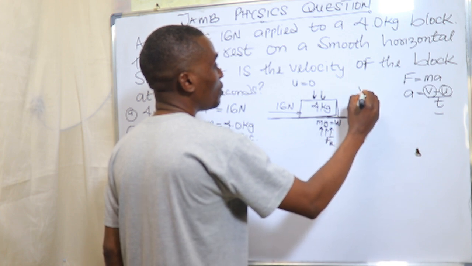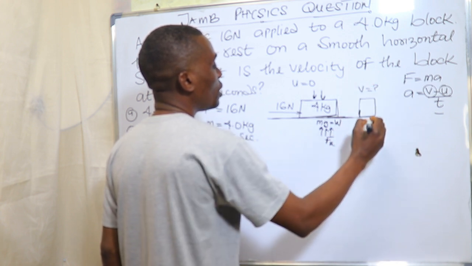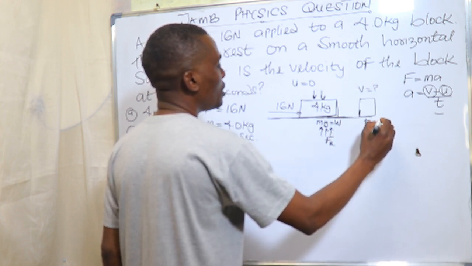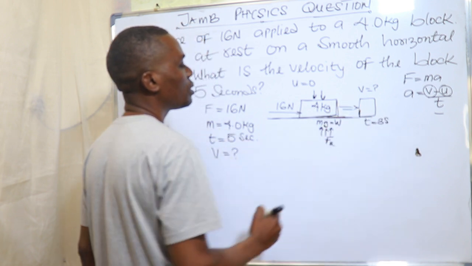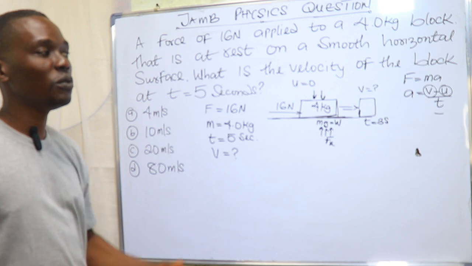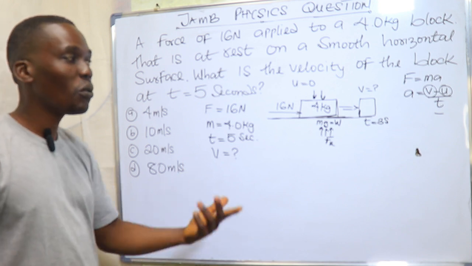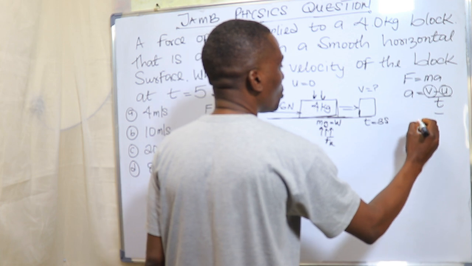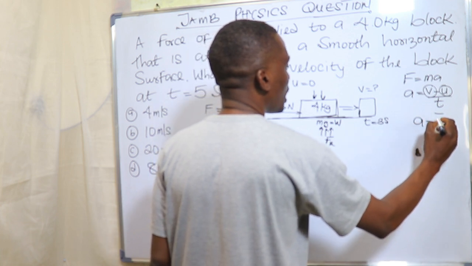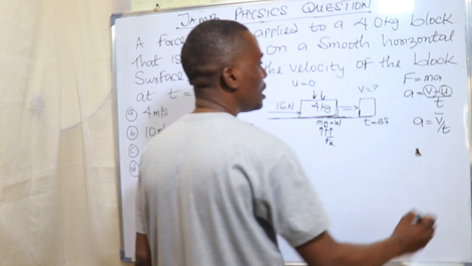The velocity here now we no know, but they take am say e take how many seconds? 3 seconds to get to this point after this force move am. The question now be say, how we go take solve this thing? That means from now, if initial velocity na 0, that means our acceleration na just velocity divided by time.